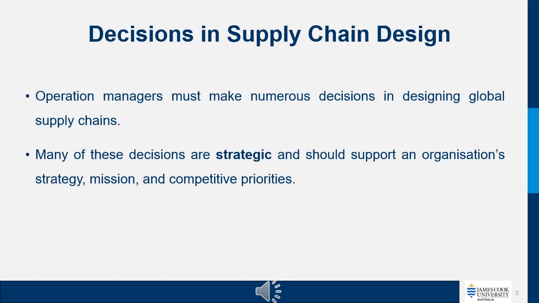Decisions in supply chain design refer to the choices and considerations that operation managers make when designing global supply chain. These decisions are critical as they shape the structure, configurations, and capability of supply chain networks. By making informed decisions in supply chain design, operation managers can create a robust and efficient supply chain network and support the organization's strategic objective, enhance customer satisfaction, and drive competitive advantage. Let's go through all those elements or examples of those supply chain decisions.